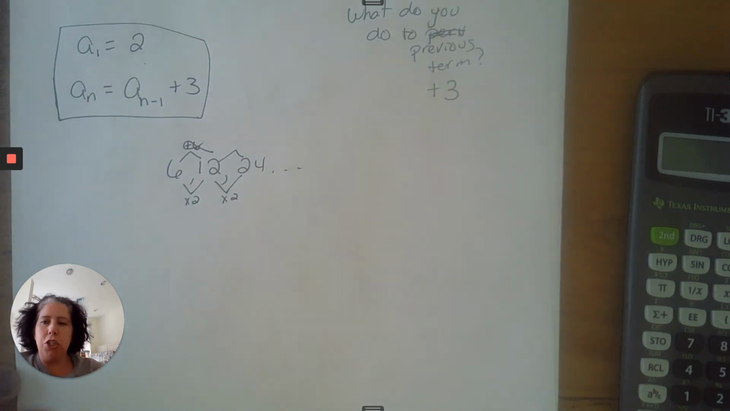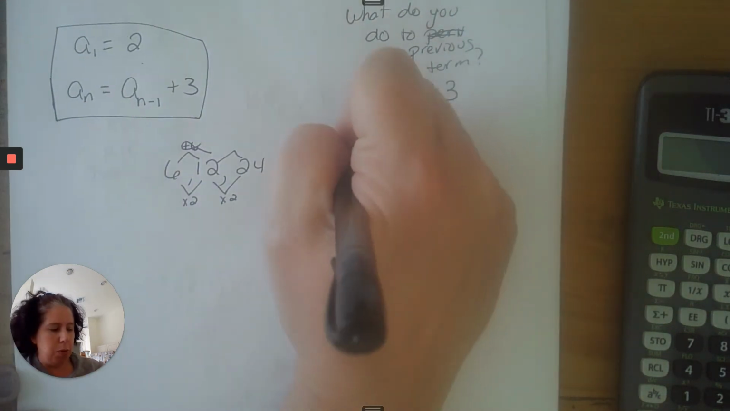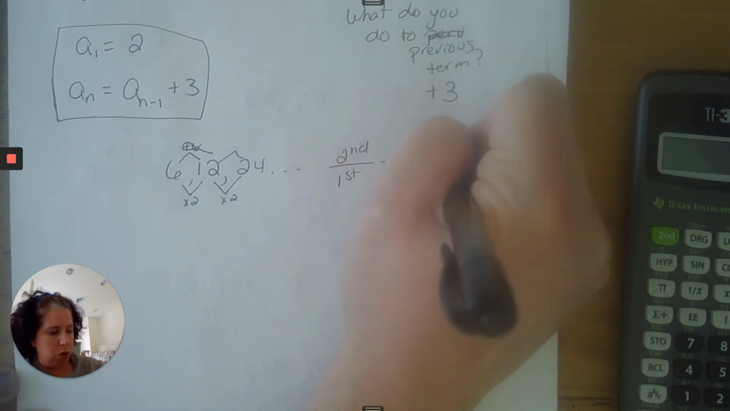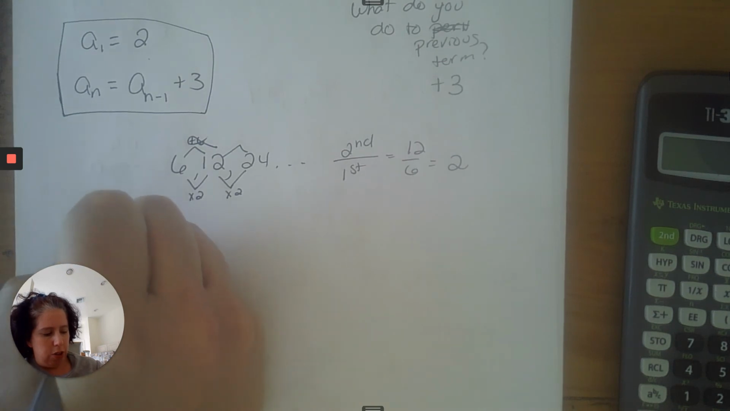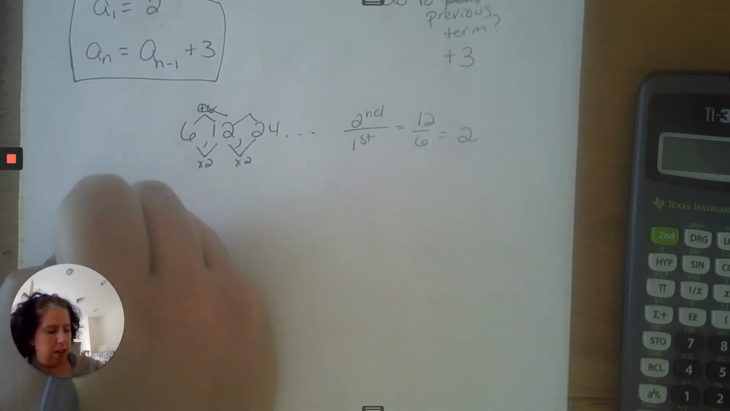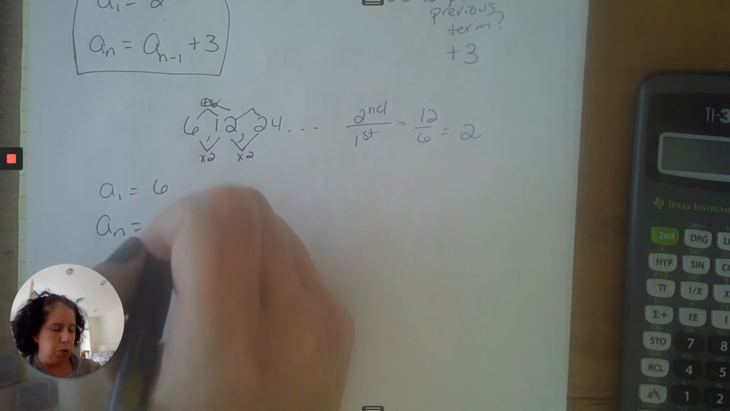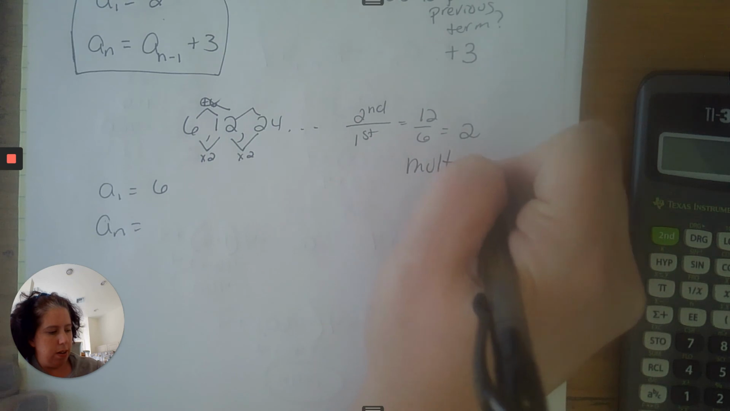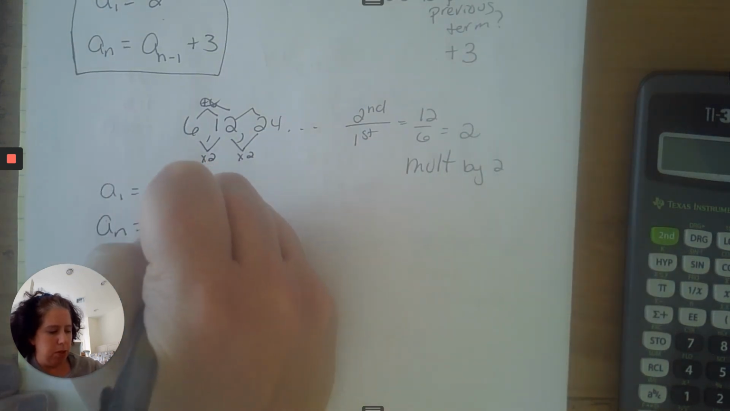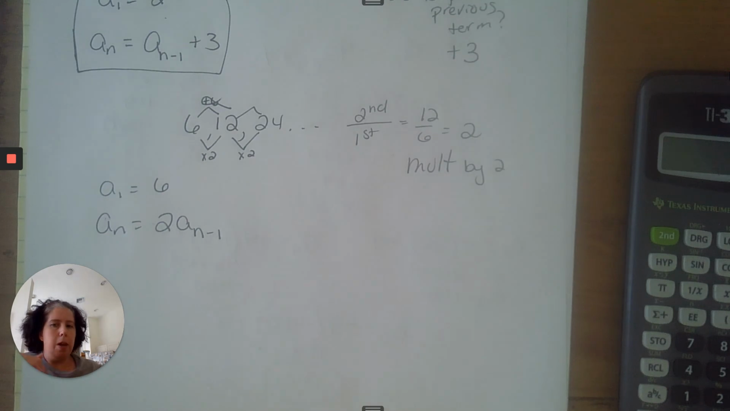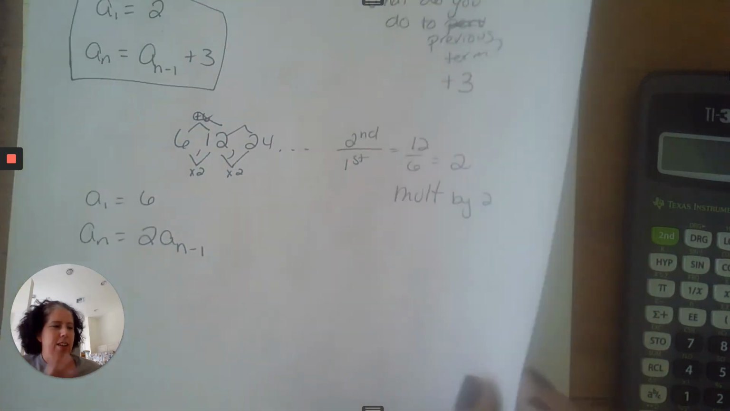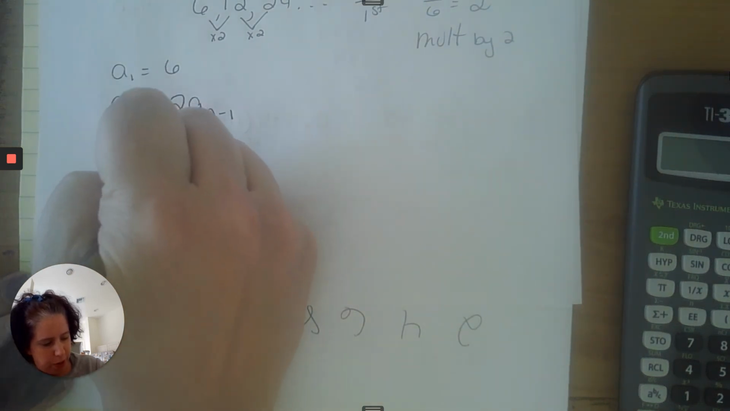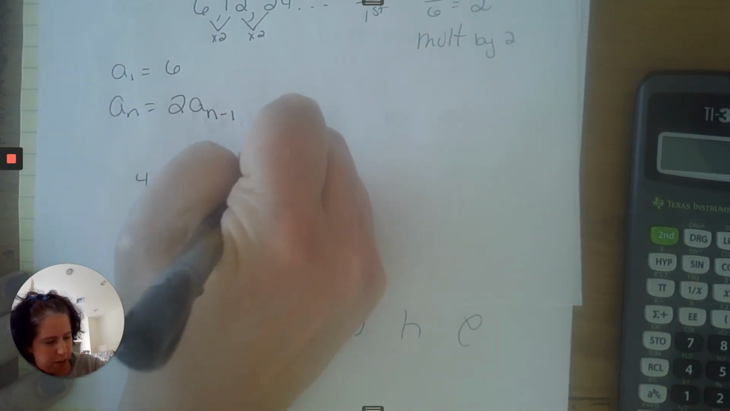Remember, if it's geometric and you're not sure what it is, do the second one divided by the first one. So that'll be 12 over 6, which is 2. You need your first term, which is 6. Then the formula: what do you do to the previous term? I multiply it by 2. So you're going to do 2 times a sub n minus 1. The end.